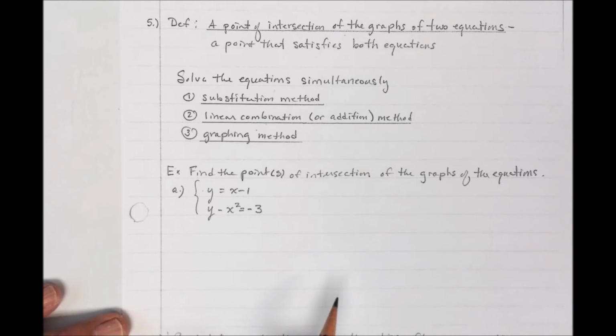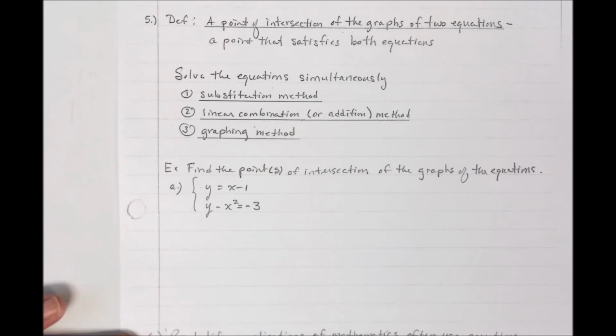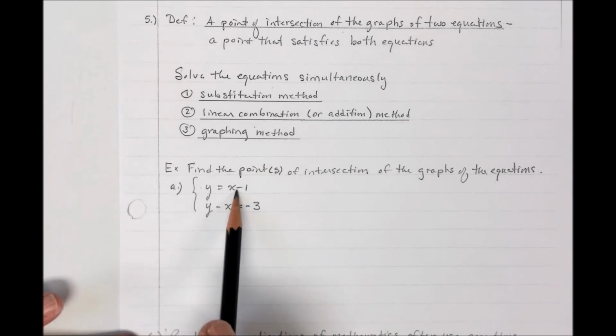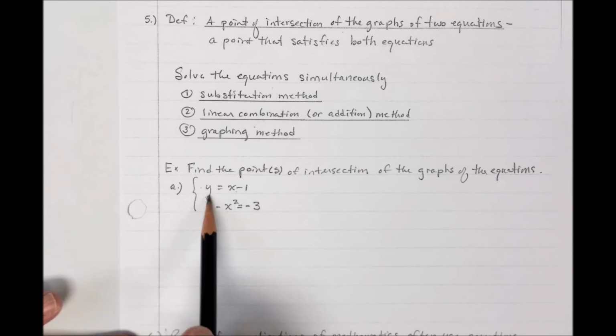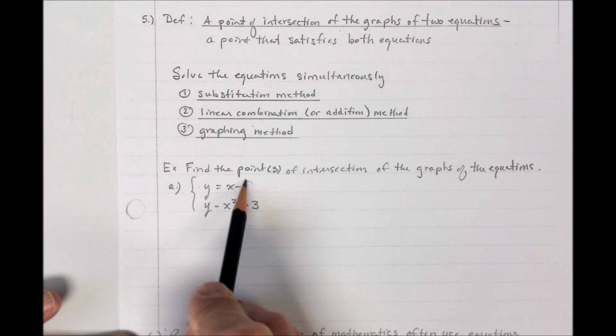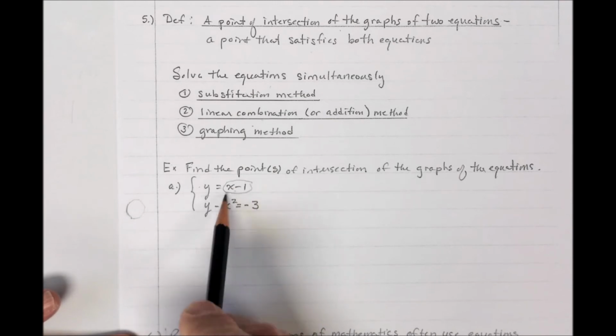Find the point of intersection of the graphs of the equations. Because of the way this system is set up, notice I have y equals x minus 1, y minus x squared equals -3. One of the equations already has one of the variables isolated. So what I'm going to do is use the substitution method, and I'm going to substitute x minus 1 right in for y.